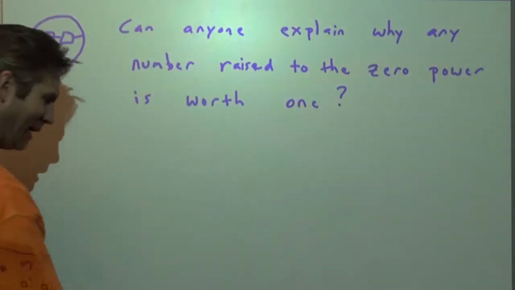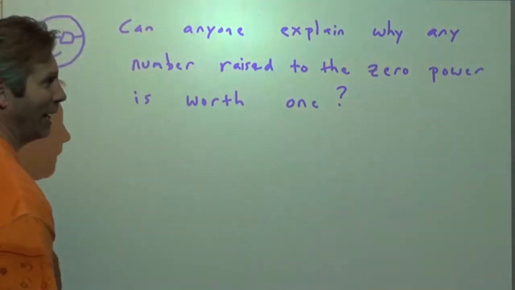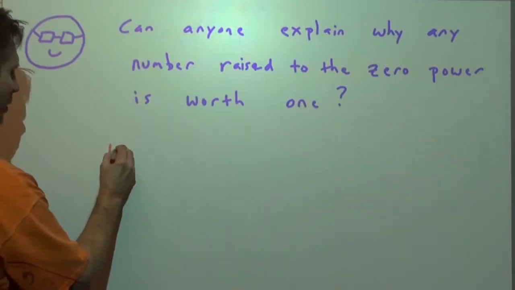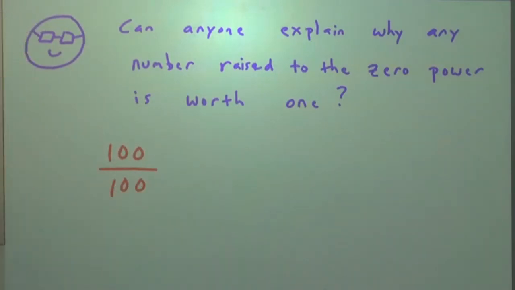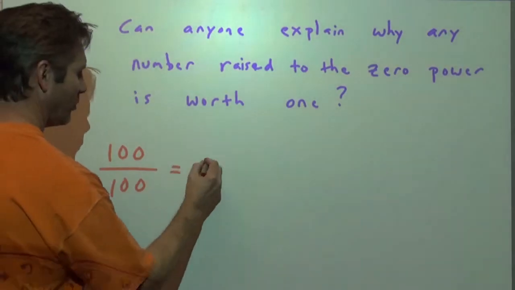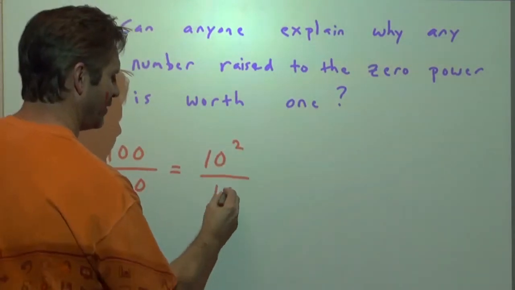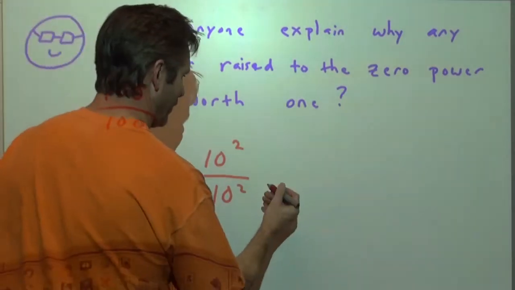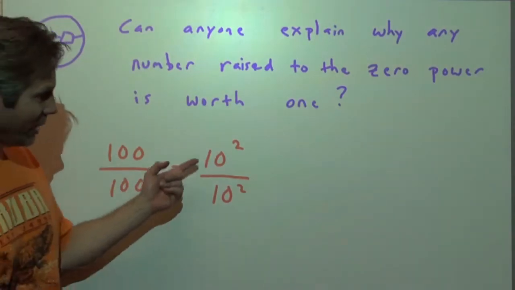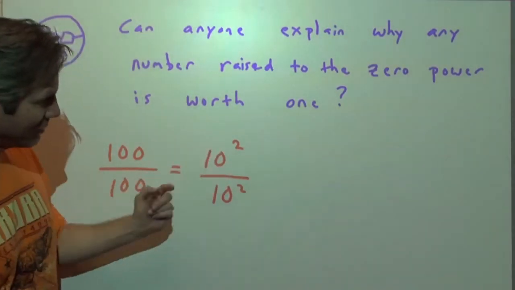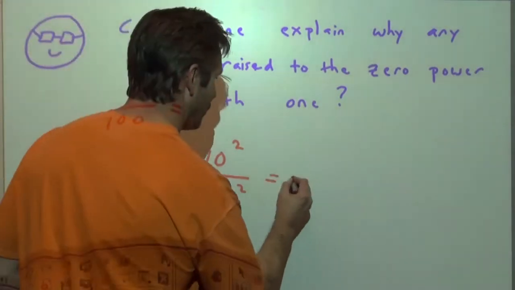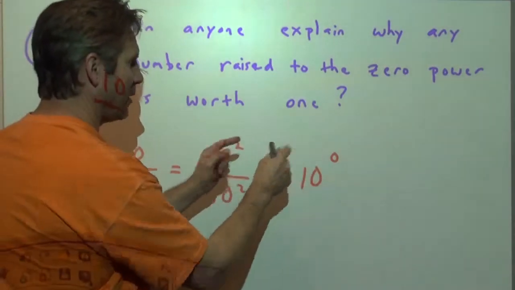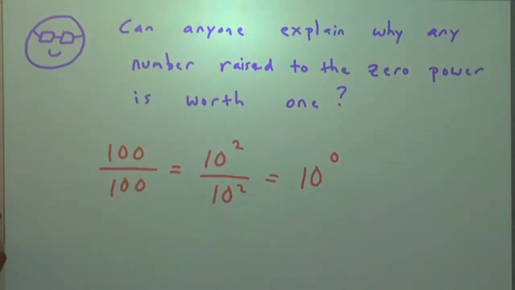Can anyone explain why any number raised to the 0 power is worth 1? Pick me. Here's what you do. Check this out. Do we agree that 100 divided by 100 is 1? Hey, anything divided by itself is 1. We also agree that 10 to the 2nd divided by 10 to the 2nd is 1, because that's 100, that's 100. Anything divided by itself is 1. So we know this thing equals 1, but hold the phone. What's the little trick when you divide powers? You subtract the exponents. 2 minus 2 is 0. So this is also equal to 10 to the 0 power. So all of these things are equal to 1. Anything raised to the 0 power is equal to 1.